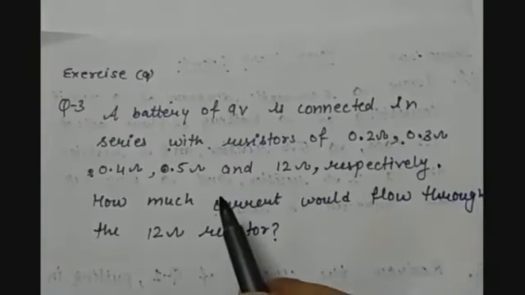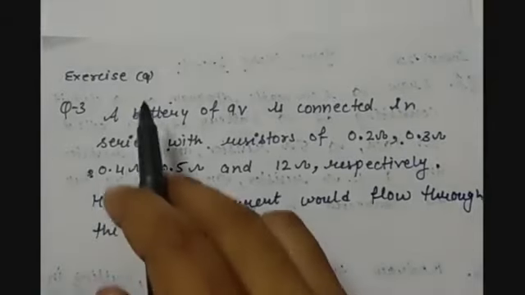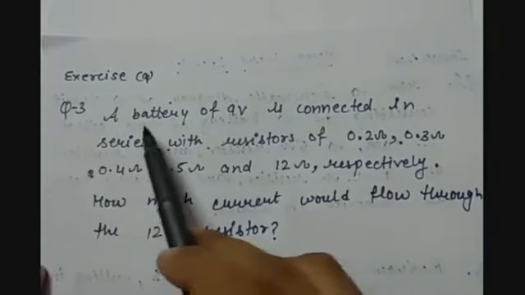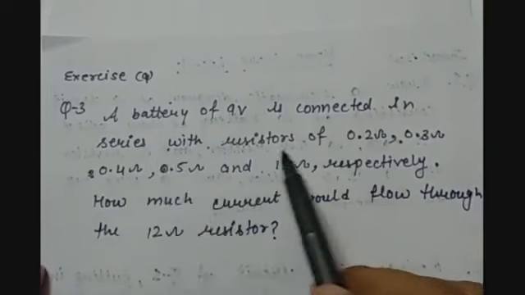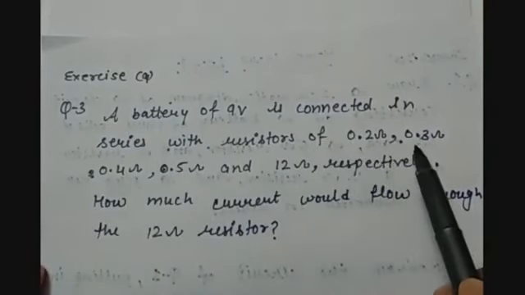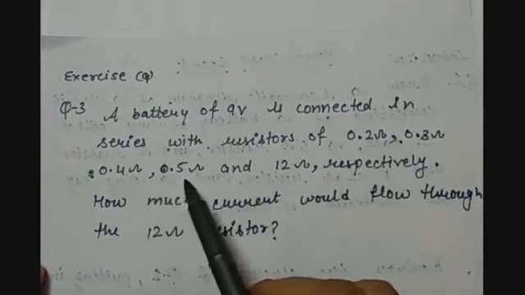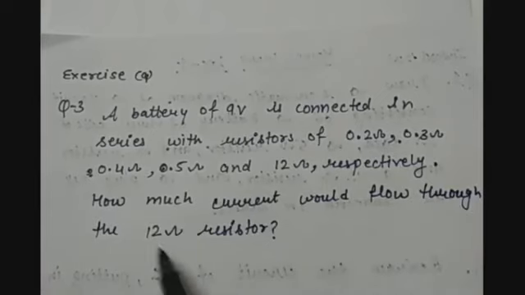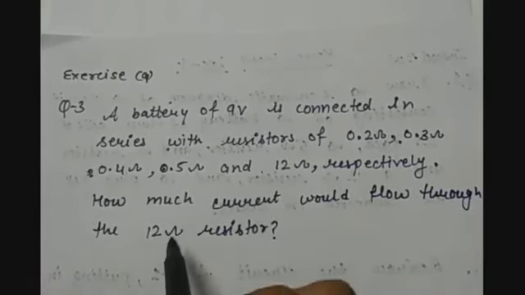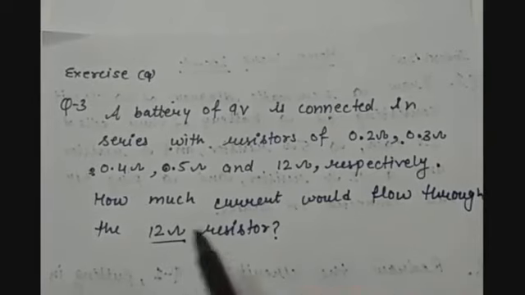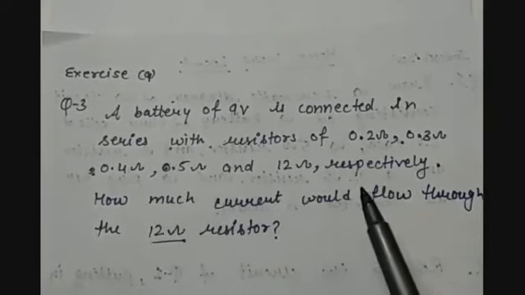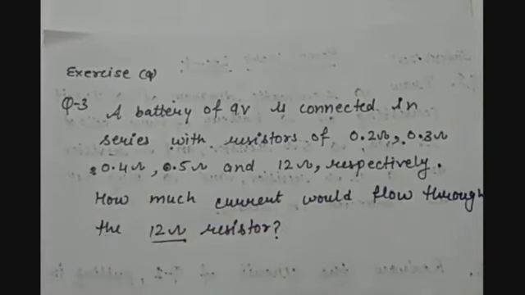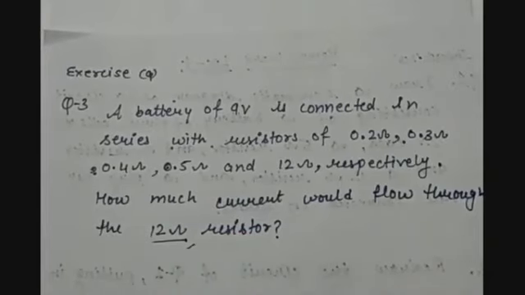Question number 3 is from your NCERT exercise, question number 9 of the NCERT exercise and question number 3 of our homework. A battery of 9 volt is connected in series with resistors of 0.2 ohm, 0.3 ohm, 0.4 ohm and 0.5 ohm, and one more 12 ohm, respectively. How much current would flow through the 12 ohm resistance? You have to find the current flowing through the 12 ohm resistance. And remember, they are all connected in series, as mentioned in the question. So just make a diagram first and then calculate the value of current through the 12 ohm resistance.